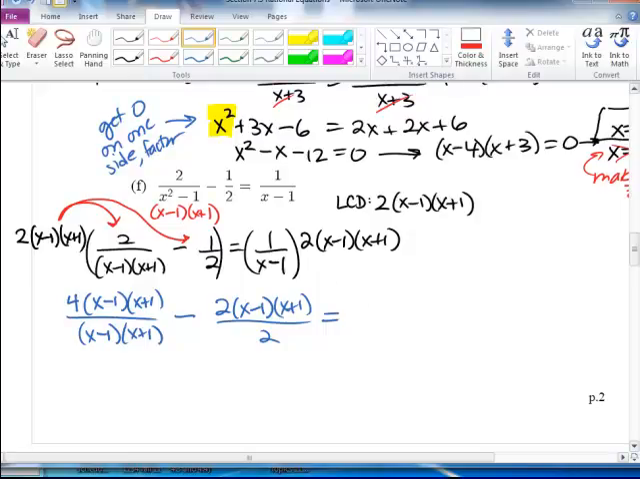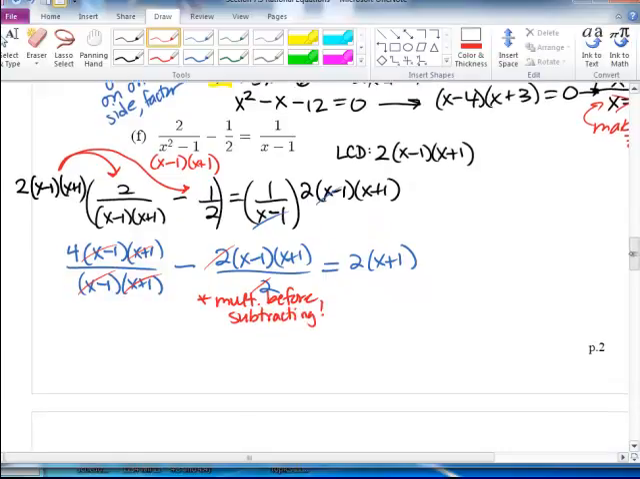Then on the right side, I can cancel those. So I'll have 2x plus 1. Right. Then I'll reduce on the left, get those, and the 2's. We want to be really careful here about the order. We need to multiply before subtracting. Right. Order of operations would tell us that. So what we need to do is subtract the whole product.